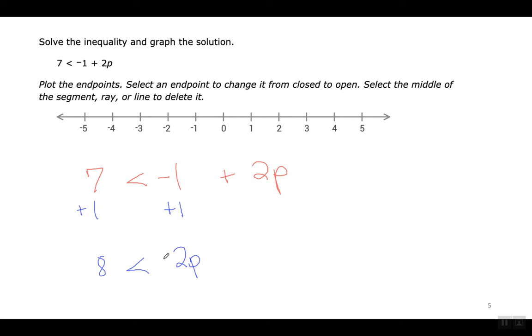Now, as you can see, I'm laughing because that sounded funny. I said I have 2p. Never mind. Bad joke.